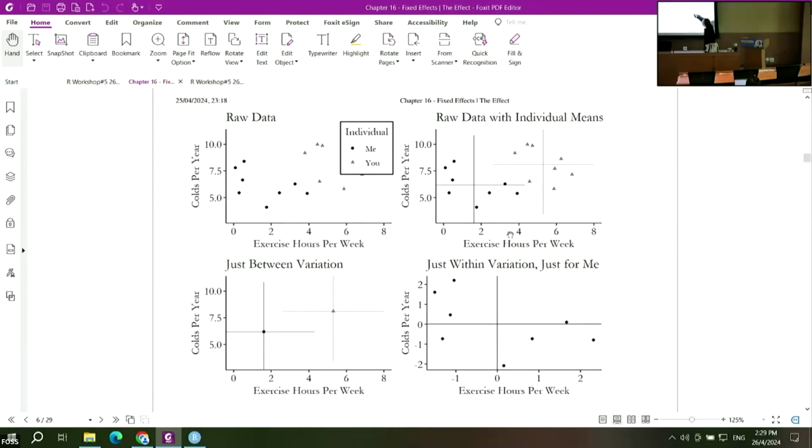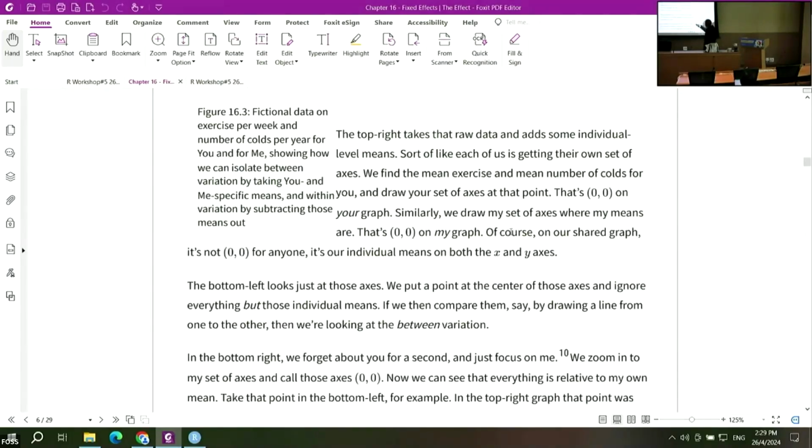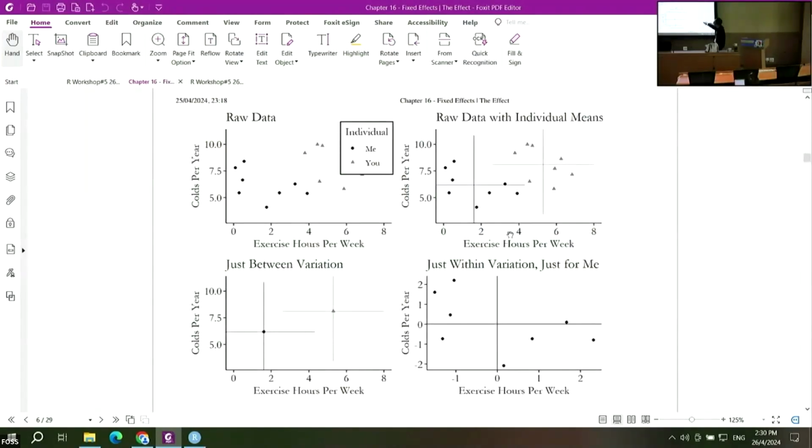And then with individual means, this is what you would be able to observe. We observe between variations of you and me, and we observe variations just for me. The top right takes the raw data and adds some individual-level means, sort of like each of us getting our own set of x's. We find the mean exercise and the mean number of codes for you, and draw a set of x's at that point.